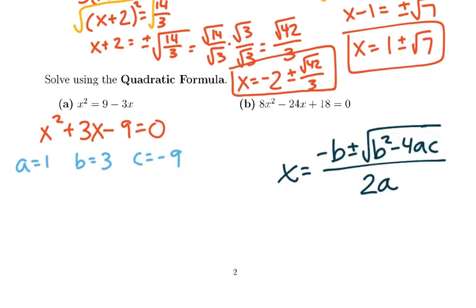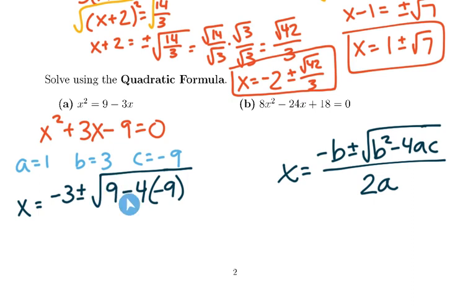When I use the quadratic formula, I do calculate a few simple steps in my head. This means the opposite of b. So the opposite of 3 would be negative 3. Plus or minus the square root of b squared. So what is 3 squared? Try to do that in your head. 9. Minus 4. See if you could do a times c in your head. 1 times negative 9. 1 times negative 9 is negative 9.